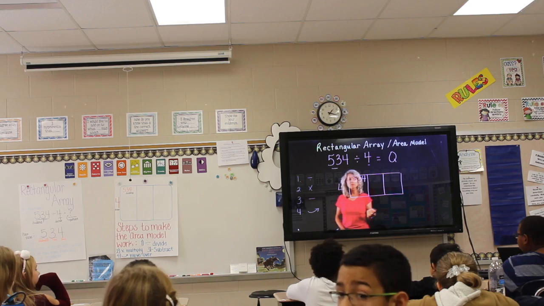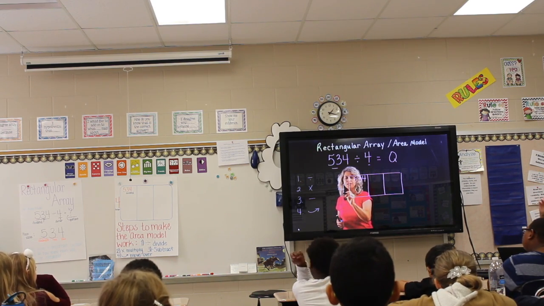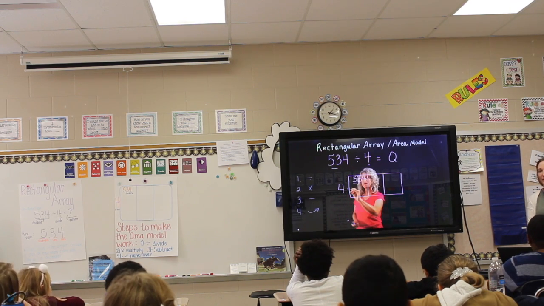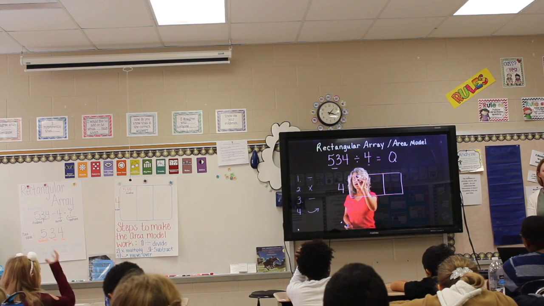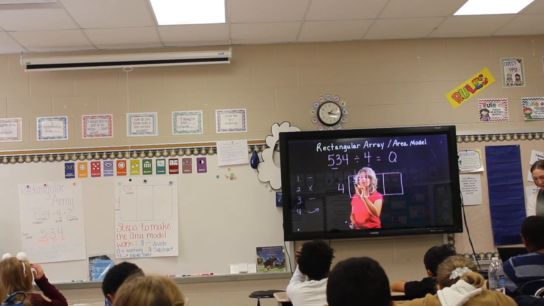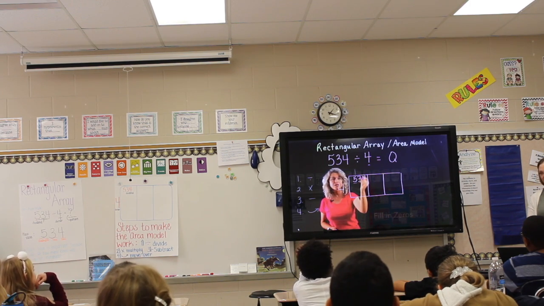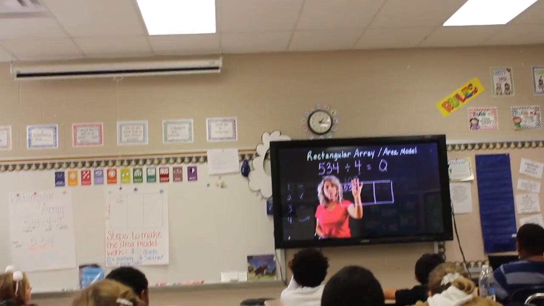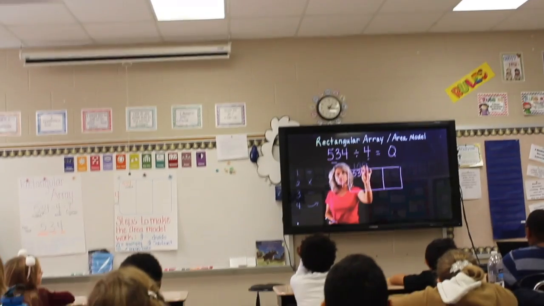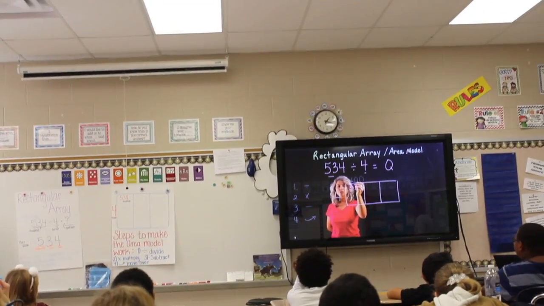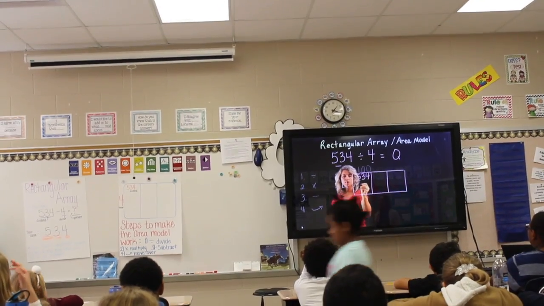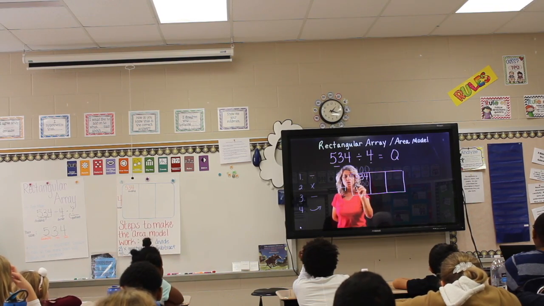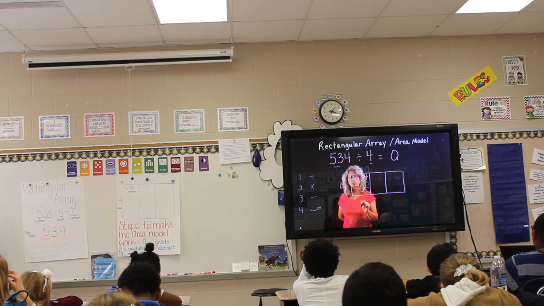Let's try. You look at the divisor and you say, how many times will 4 fit into this first number? And 4 will go into 5 one time. Now, because the 5 is in the hundreds place, we're going to put 2 zeros to represent the hundreds place. Now, step 2 is to multiply. 1 times 4 is 4.